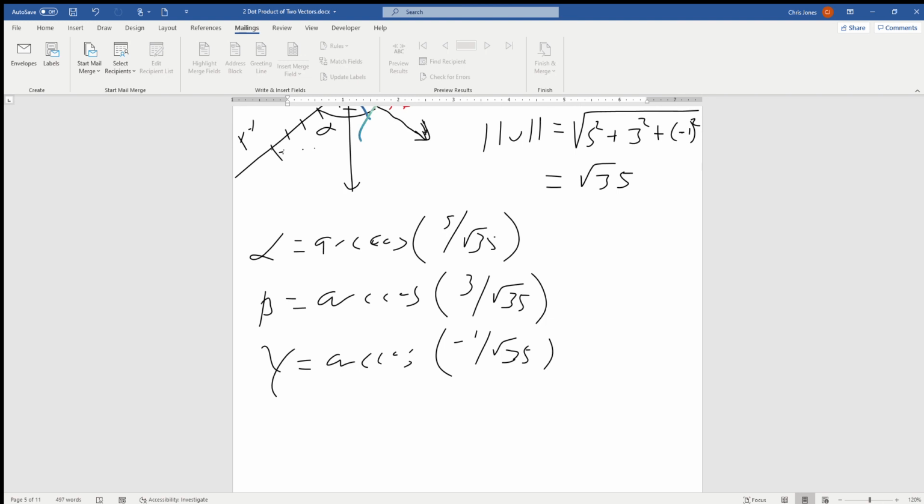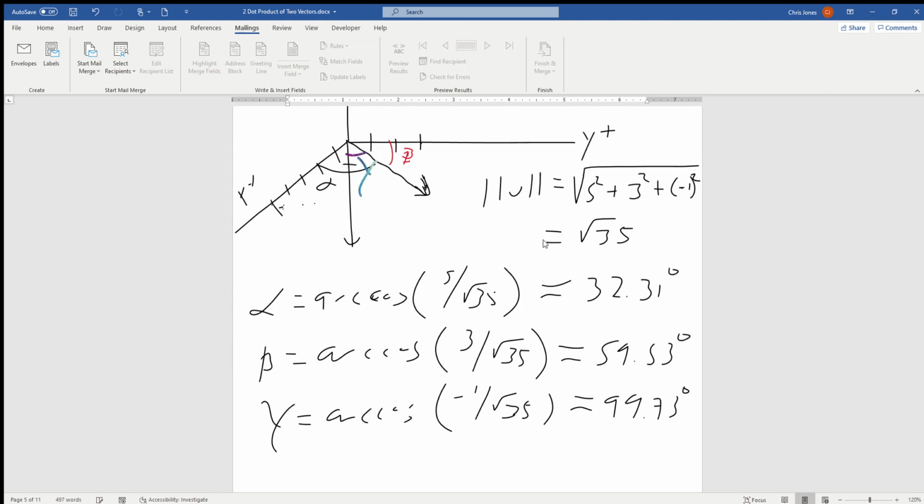So for the first one, I got 32.31. For the second one, 59.53. And then finally for the last one, 99.73. Alright. So those are going to be our angles. Alright. And again, these are called the direction angles. They're just the angles that are going to be created from the X, Y, and Z axes.